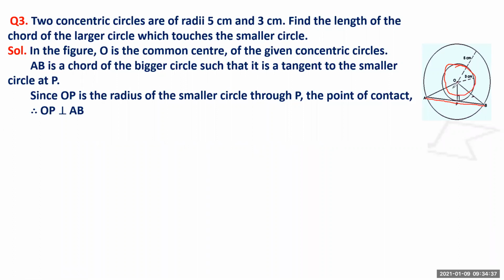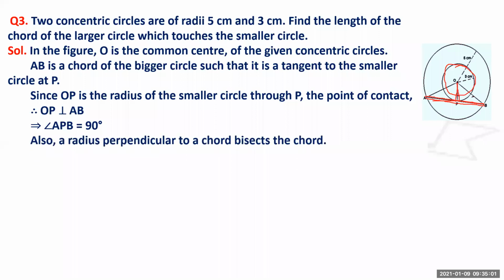So with respect to that, by the property of the radius and the tangent, they are perpendicular. Understand? So you'll get OP is perpendicular to AB. Therefore, angle APB equals 90 degrees. Also, a radius perpendicular to a chord bisects the chord.